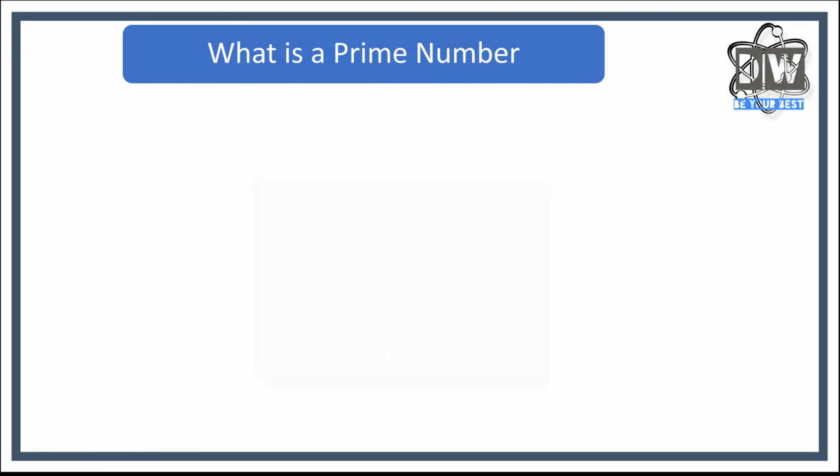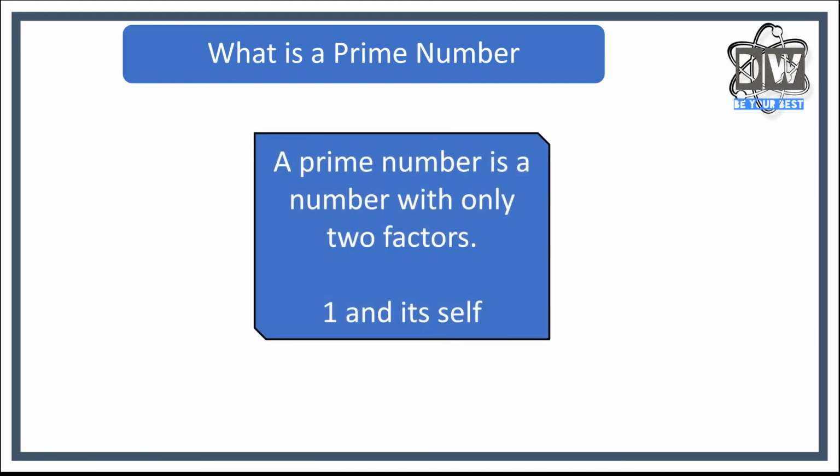So what is a prime number? We've done this before. A prime number is a number with only two factors, 1 and itself. Remember, factors are numbers that multiply together to give us another number. So we could say, okay, 12. Factors of 12 are 1 and 12. It's 2 and 6 because 2 times 6 gives us 12. And it's also 3 and 4. 3 times 4 gives us 12. So 12 is not a prime number because it's got lots of factors.